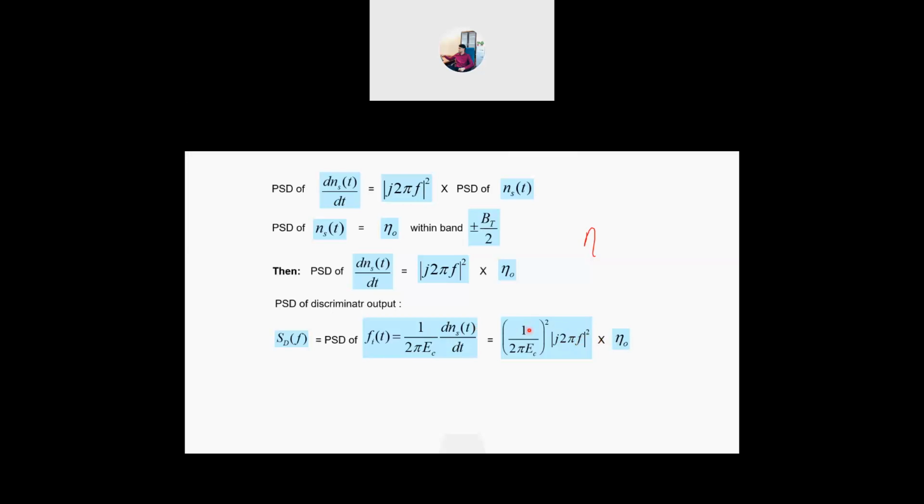So here you have 2πE_C coming here, and dn_s(t) over dt is what you have here. That's why it is here, okay. You have this, right?